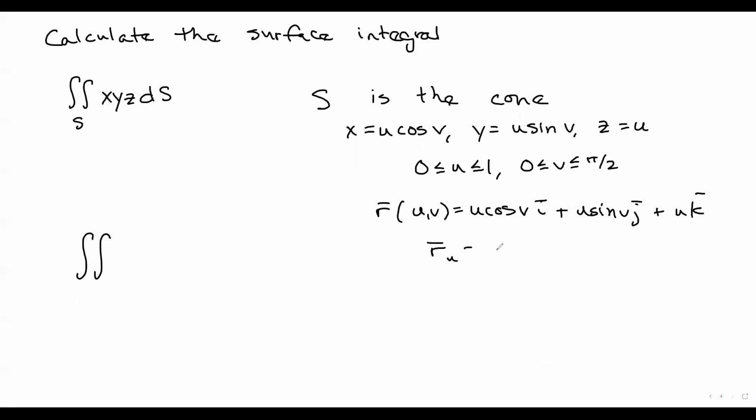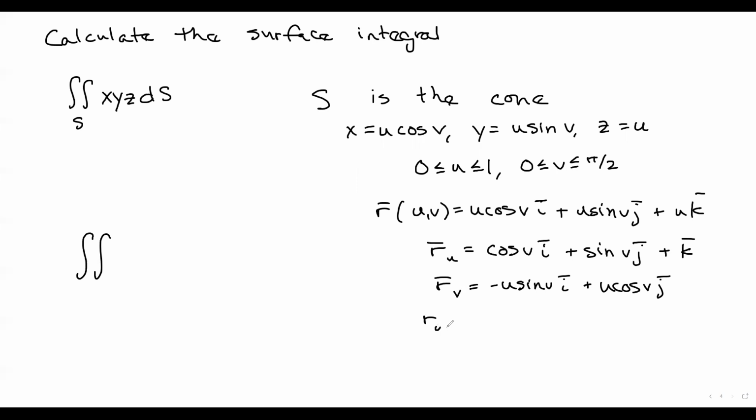So if we do r sub u, if you differentiate u cosine v, u sine v, u with respect to u, you're going to get cosine v i plus sine v j plus k, right? So that's our derivative with respect to u. Derivative with respect to v, you get negative u sine v i plus u cosine v j, and that's it.